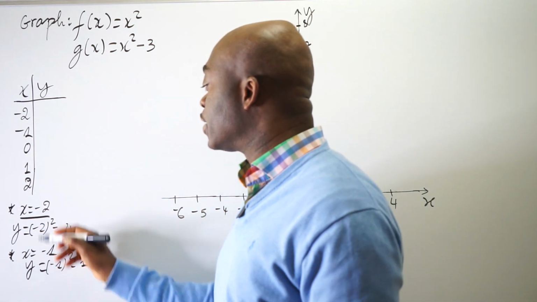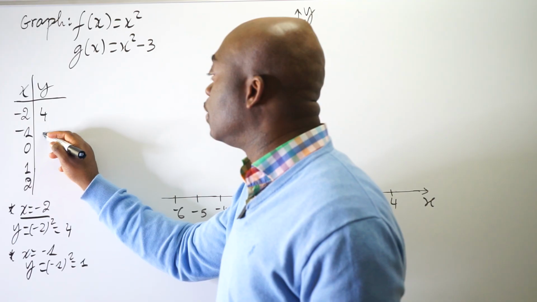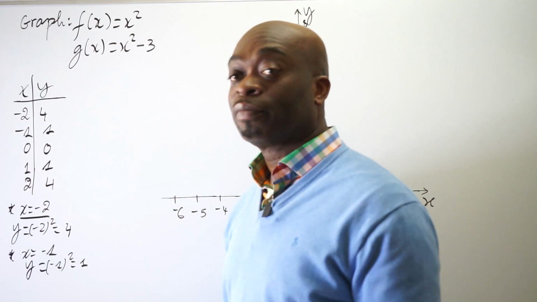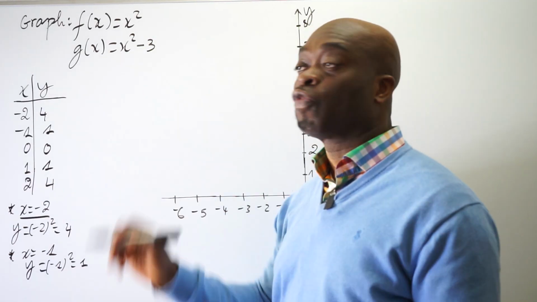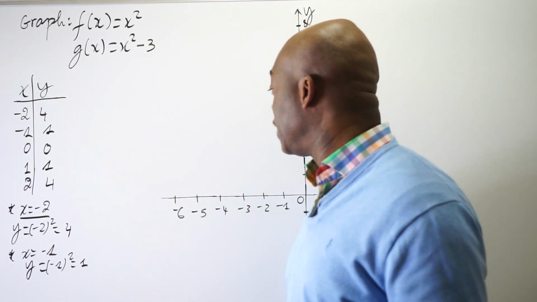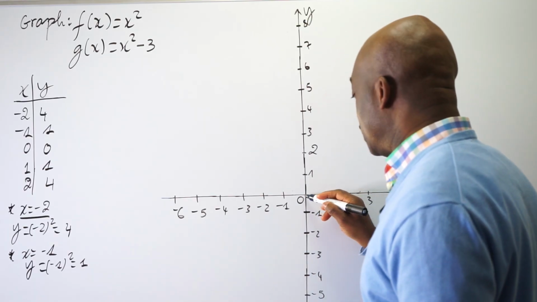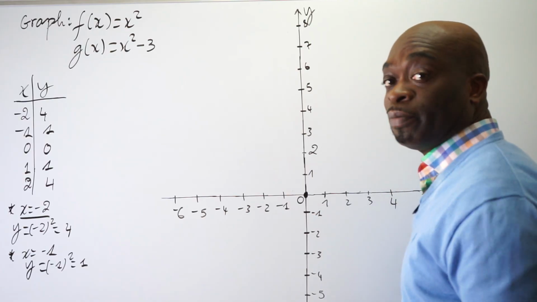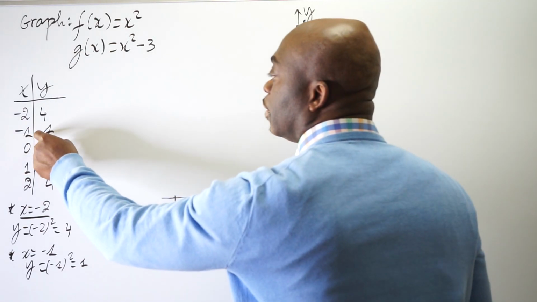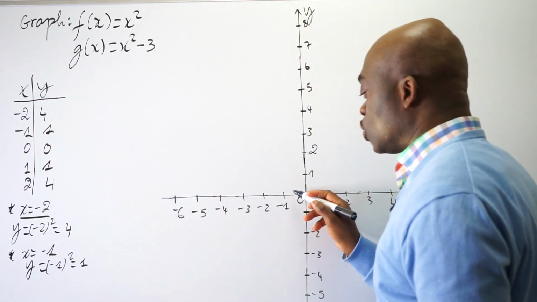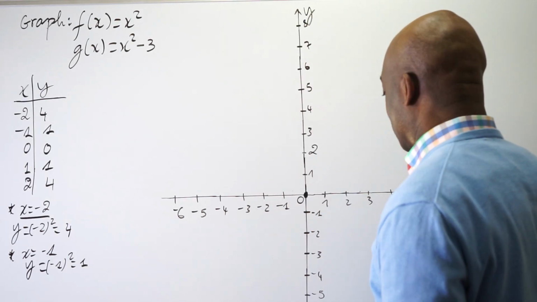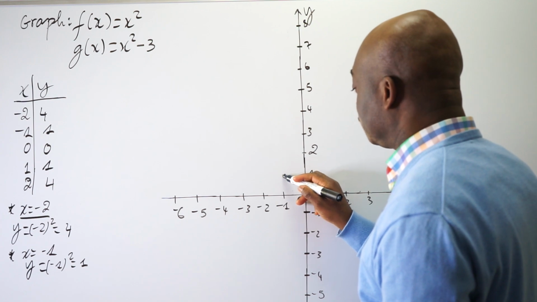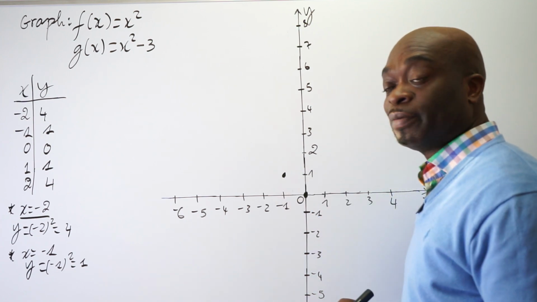So now let's put it here. We have positive 4, positive 1, 0, 1, and then 4. That's what we get for the first function. So let's go ahead and graph it. We have 0, 0, right there at the center. Then we have negative 1, 1. So this is the x-axis, this is the y-axis. Negative 1 and positive 1, so that's one of the points there.